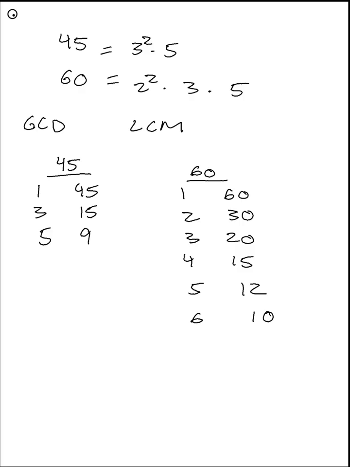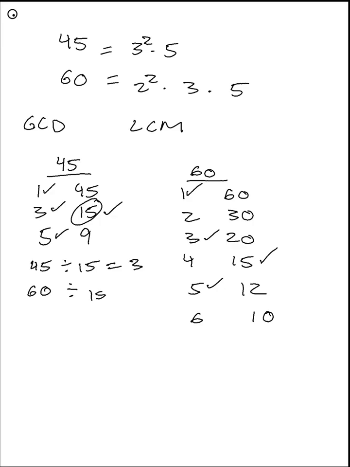You can see common factors like 1 are there, but obviously they're not the greatest. 3 is there, 5 is there, 9 isn't there, 15 is there, and 45 is not there. So by just doing a check, you can see that 15 is the biggest number which divides 45 evenly, that's 3 remainder 0, and 60 evenly. So the GCD is equal to 15.